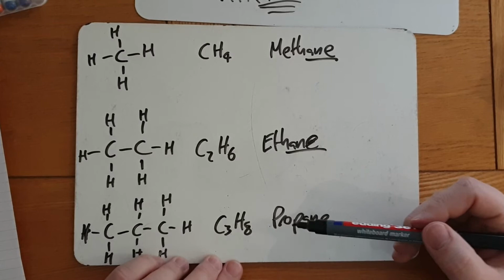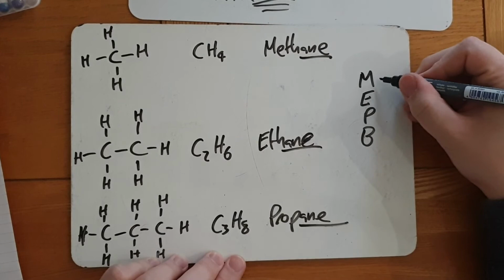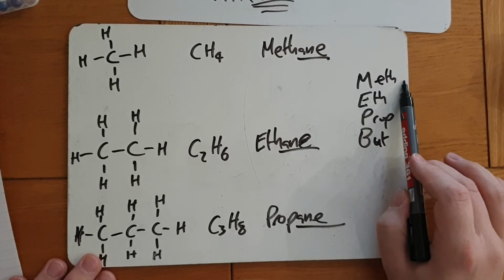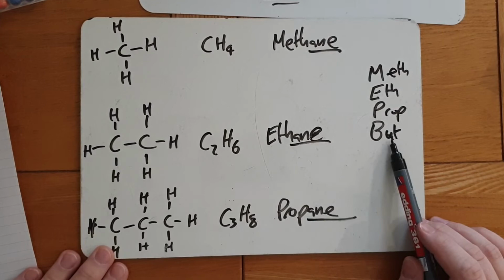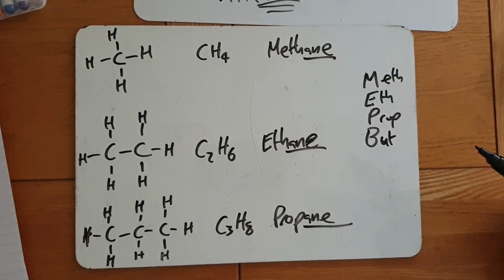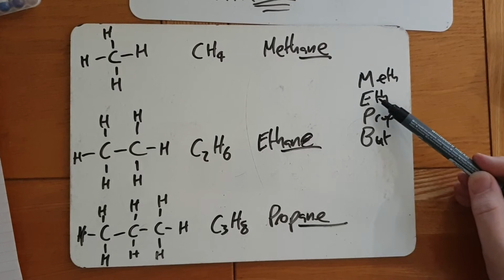So actually you need to know 4, but it goes MEPB, because you've got meth, eth, prop, but. So the first four alkanes. So meth, it's an alkane, so methane. Ethane, propane, but. So the fourth one is going to be butane. Hopefully you could work that out. I know we said we were going to do some other ones in later lessons. So when we look at carboxylic acids, or let's look at alcohols. So the first four alcohols, meth, eth, prop, but. So you've got methanol, ethanol, propanol, butanol.